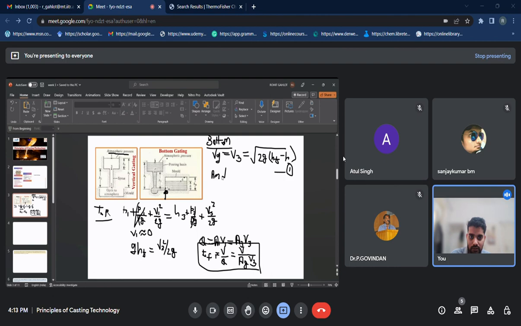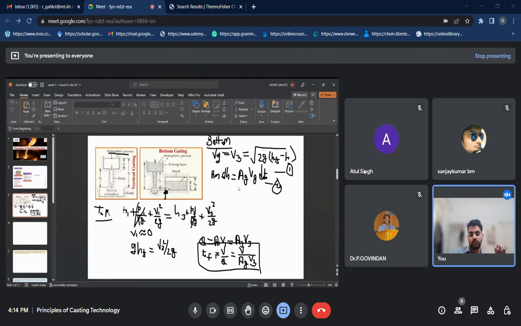so the height ht, if it moves by a distance of dh in dt time, then we can write it as the area of the mold times dh. We can equate it to the area of the gate times the velocity at the gate times dt. From these two equations we can substitute and integrate in terms of the filling time, and we can easily get the filling time for the bottom gate.